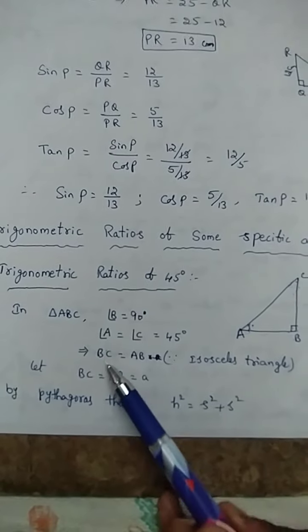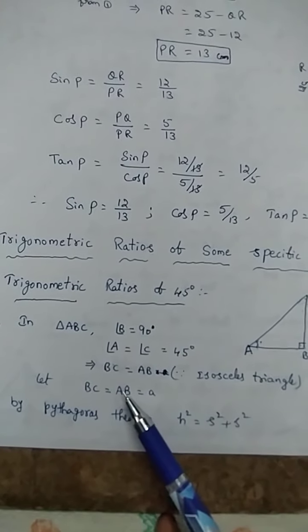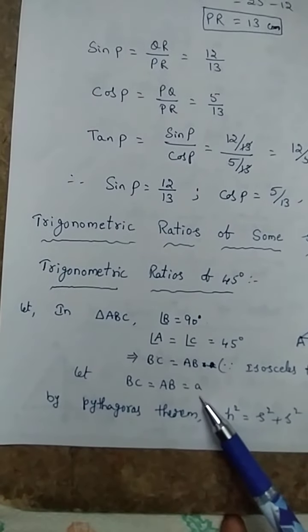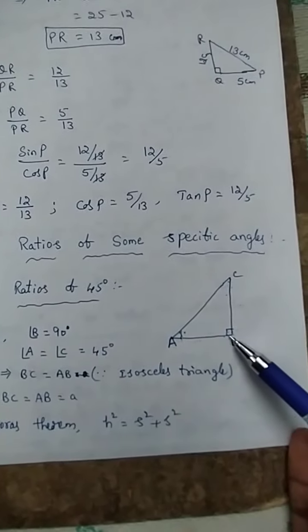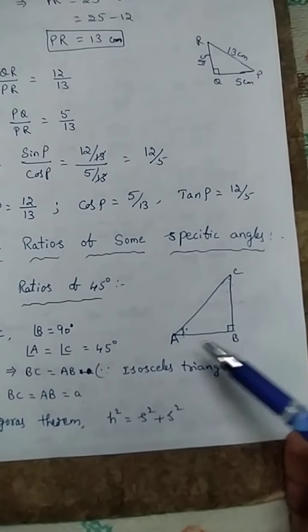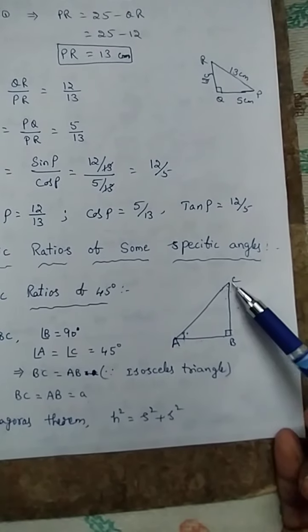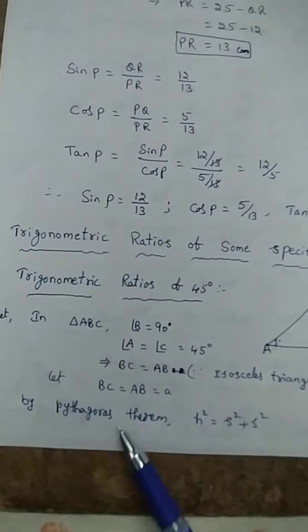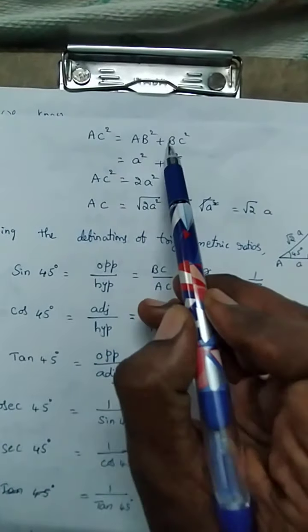Based on that, these two sides are equal. We can assume that the measures of BC and AB are equal to each other, and that measure is equal to a units. So BC is equal to AB is equal to a units. Then based on that we can find the value of AC, the length of side AC. By the Pythagoras theorem, the hypotenuse square is equal to side square plus side square. What is the hypotenuse here? AC square is equal to AB square plus BC square.